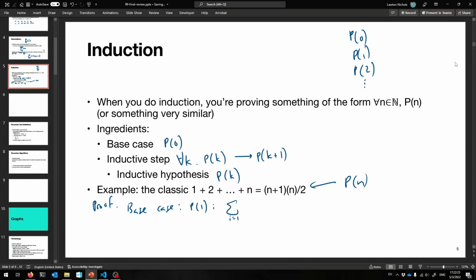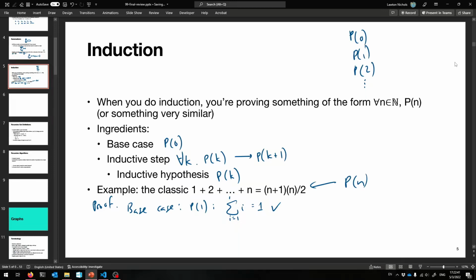I'll use summation notation, sum of all the numbers from 1 to 1 of i, because i ranges over every number, we need to show that that is equal to 1. And okay, that's just, this expands to 1 itself. Yeah, that's totally equal to 1. So we've proven the base case. That's the easy part. And now we do the inductive step.